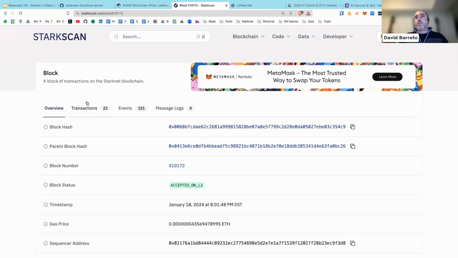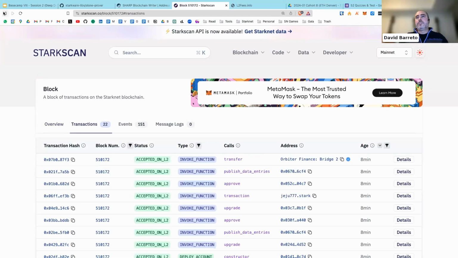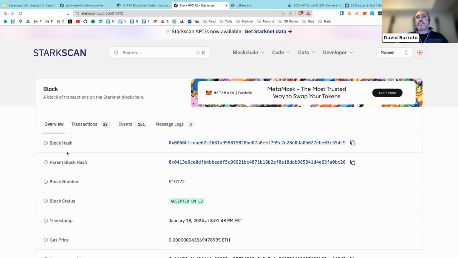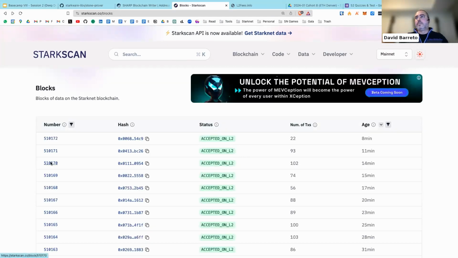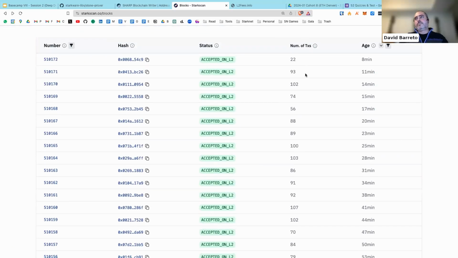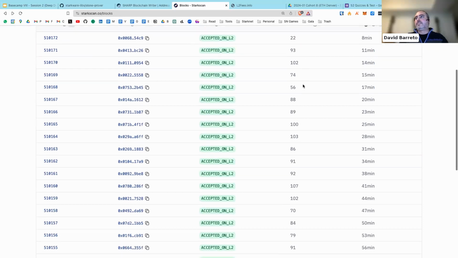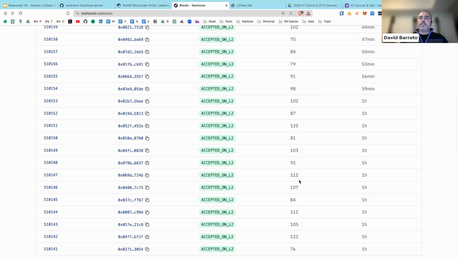Look, this has 22 transactions. It will depend on the complexity of the transaction, I guess. Let's take another one. Oh, you can see here, number of transactions per block. So it's all over the place, like 100. Yeah, you can see it here on StarkScan.